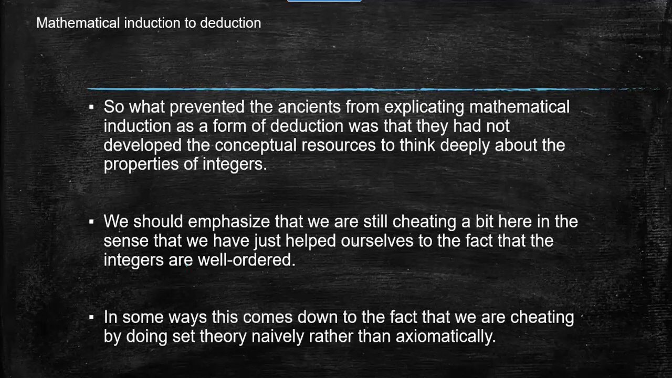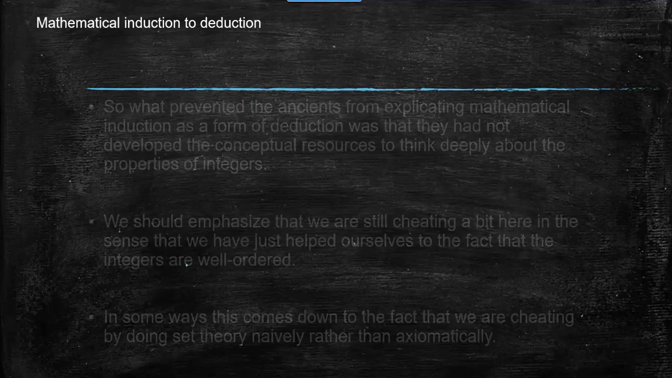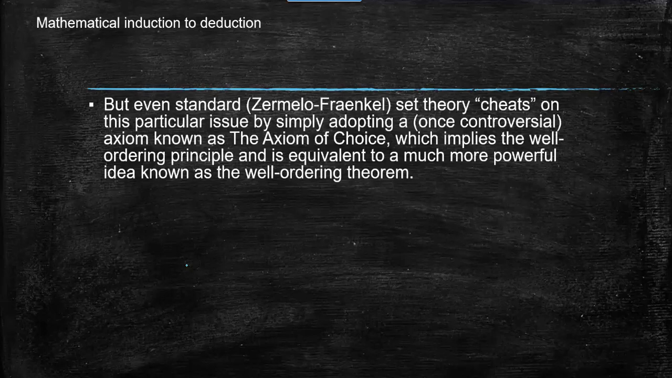In some ways, this comes down to the fact that we are cheating by doing set theory naively rather than axiomatically. But even standard Zermelo-Fraenkel set theory cheats on this particular issue by simply adopting a once controversial axiom known as the axiom of choice, which implies the well-ordering principle and is equivalent to a much more powerful idea known as the well-ordering theorem. Now, when I say "cheats" in quotes here, I don't mean that there is anything unacceptable going on in mathematical terms at all. This is just how axiomatic systems work.